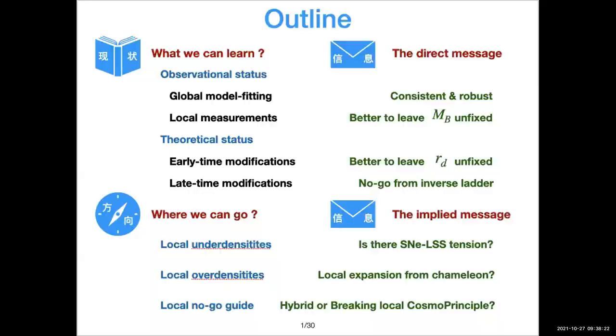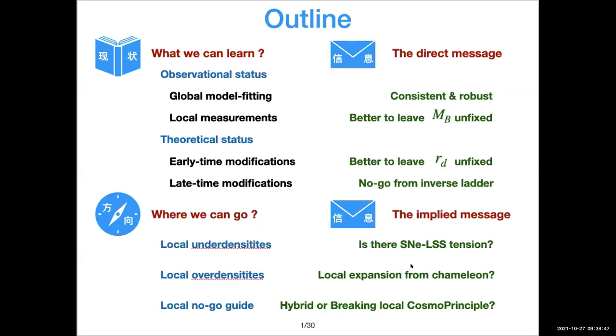This is the outline of my talk. In the first part, I will talk about the current status of the Hubble tension and what we can learn from it, both from observational and theoretical standpoints. In the second part, I will talk about the work I introduced on the local underdensity and the local overdensity and a local no-go guide. And the take-home message that I'm trying to give will be discussed during the talk.